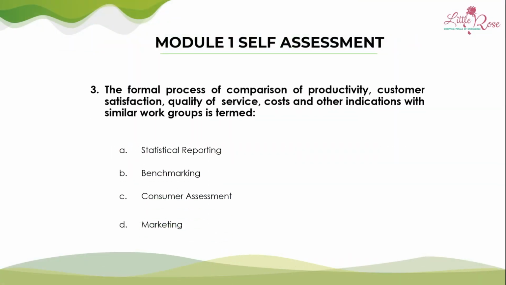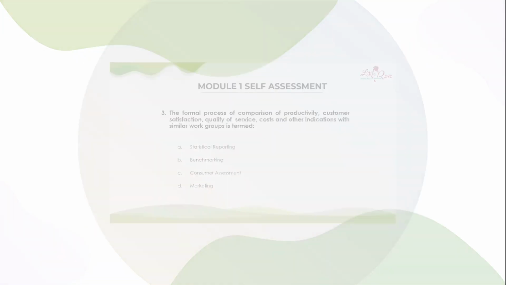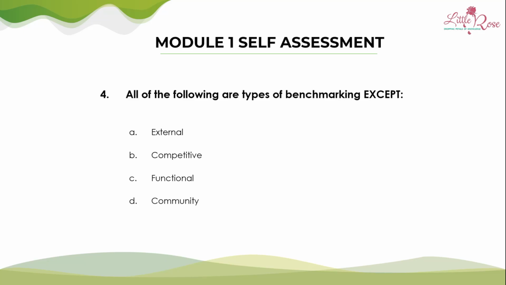Question number 3. The formal process of comparison of productivity, customer satisfaction, quality of service, cost, and other indications with similar work groups is termed: A. Statistical reporting, B. Benchmarking, C. Consumer assessment, D. Marketing. Question number 4. All of the following are types of benchmarking except: A. External, B. Competitive, C. Functional, D. Community.